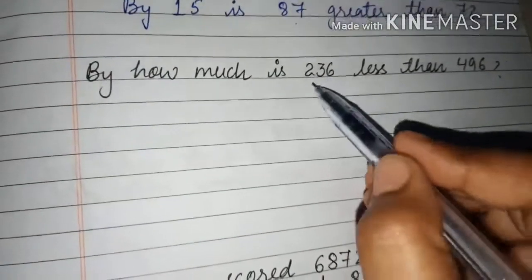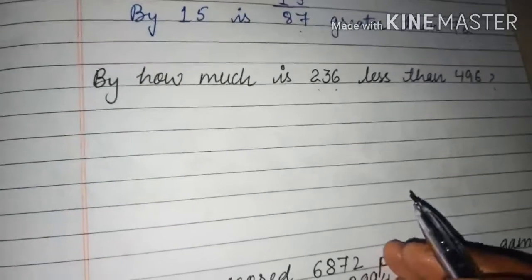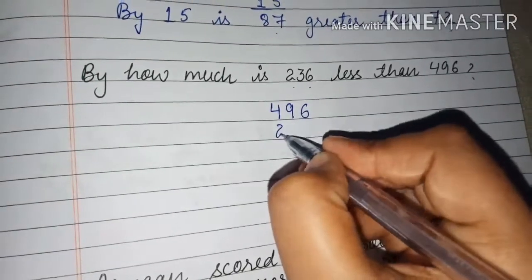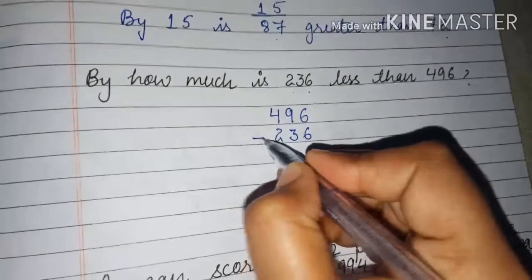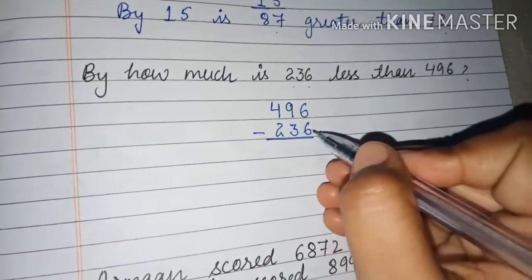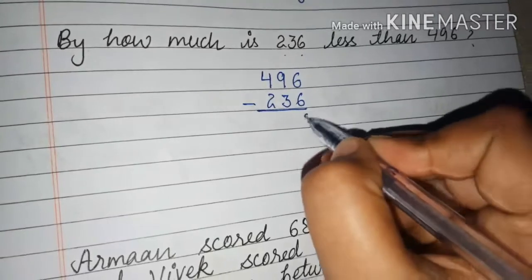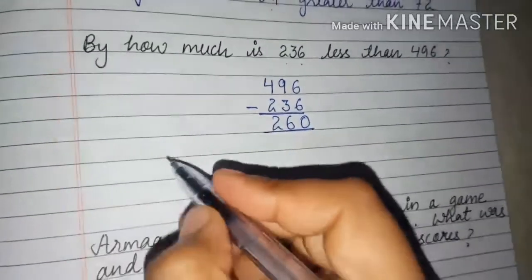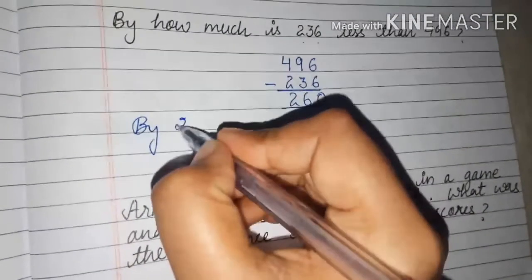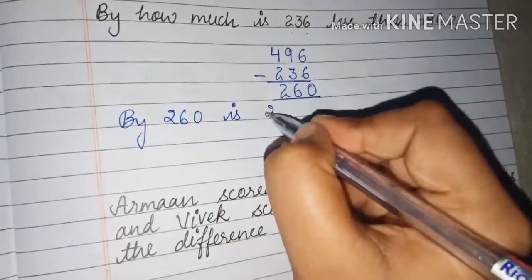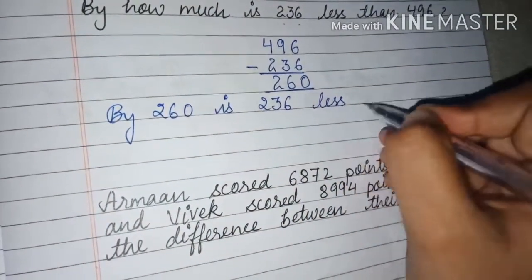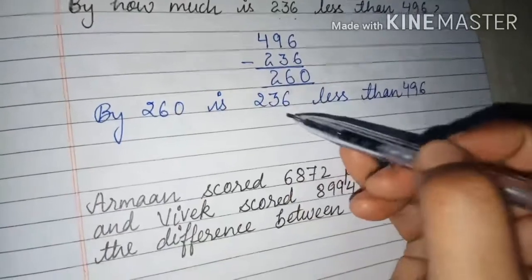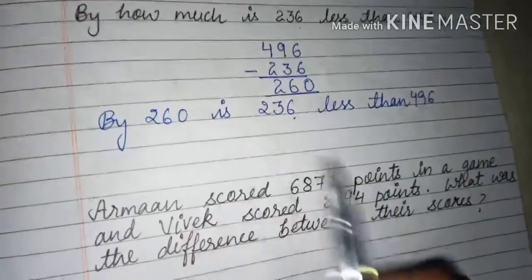This is also the same. 236 is how much smaller than 496? So for this also I have to subtract. Always remember that you are subtracting the lesser number from the greater number. We subtract a smaller number from a bigger one. So 6 minus 6 is 0, 9 minus 3 is 6 and 4 minus 2 is 2. So what will be your statement? By 260, 236 is less than 496. That means 236 is 260 smaller than 496.